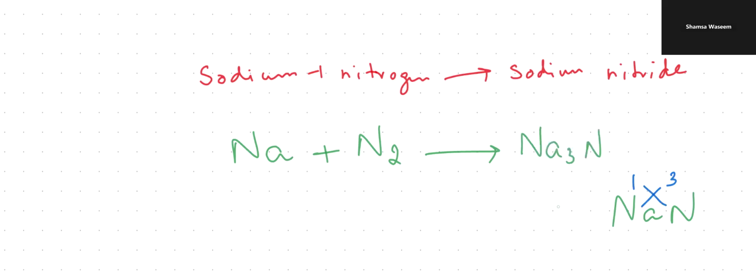Now what we have to do is make the same number of atoms on the reactants and product side. If you see over here, we have got 2 nitrogens. So I write down 2 here to balance nitrogen, right? Now I've got 2 nitrogens. Now I have got 6 sodiums, right? 3 twos are 6, so I'll write down 6 here. Okay, so this is our balanced chemical equation, right?